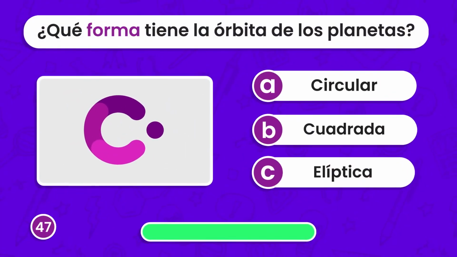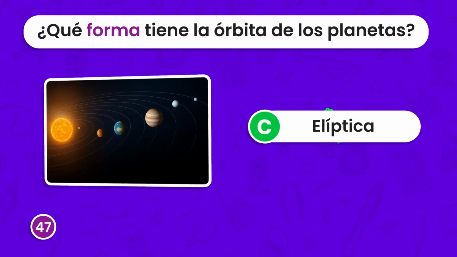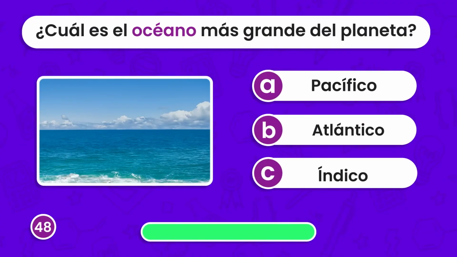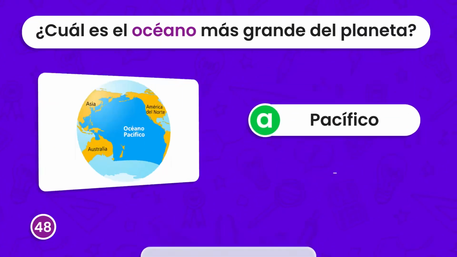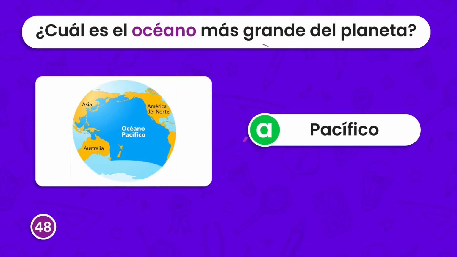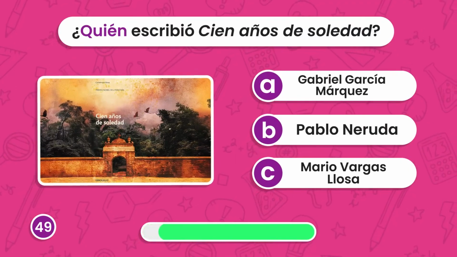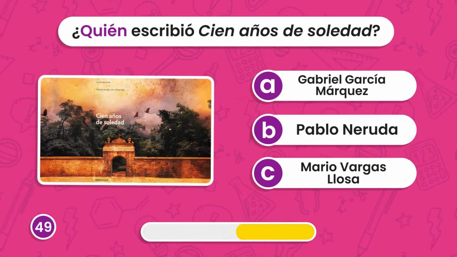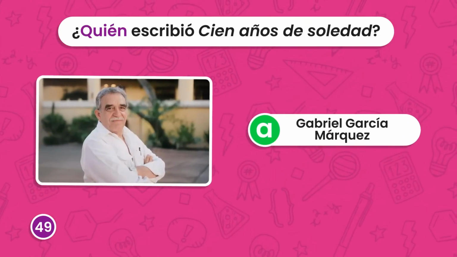What is the shape of planetary orbits? Elliptical. What is the world's largest ocean? The Pacific Ocean. Who wrote 100 Years of Solitude? Gabriel Garcia Marquez.